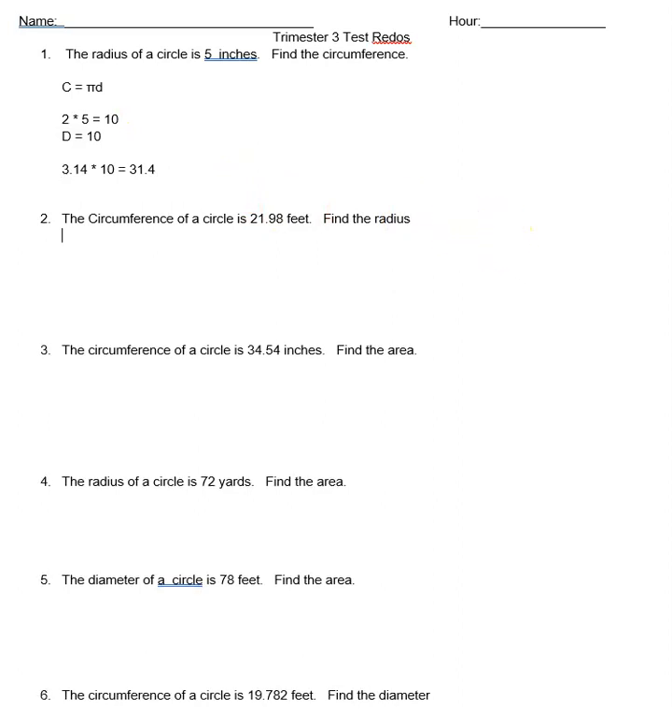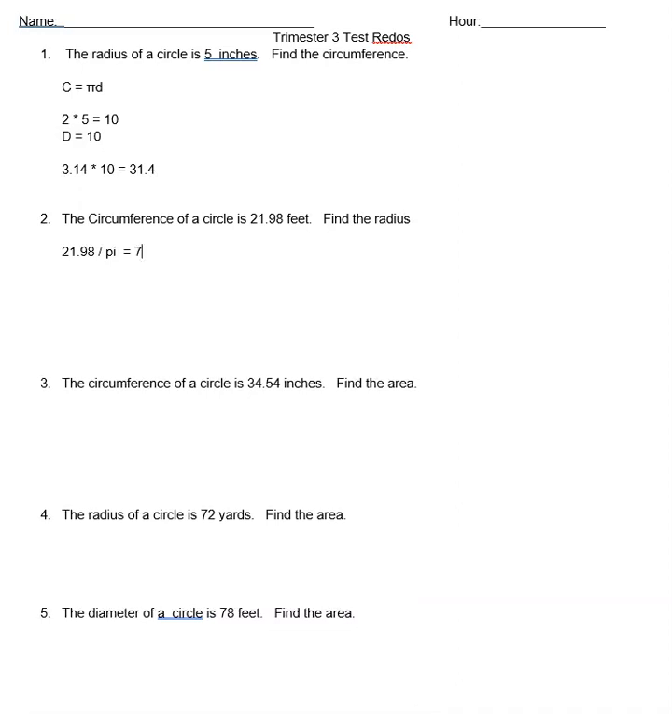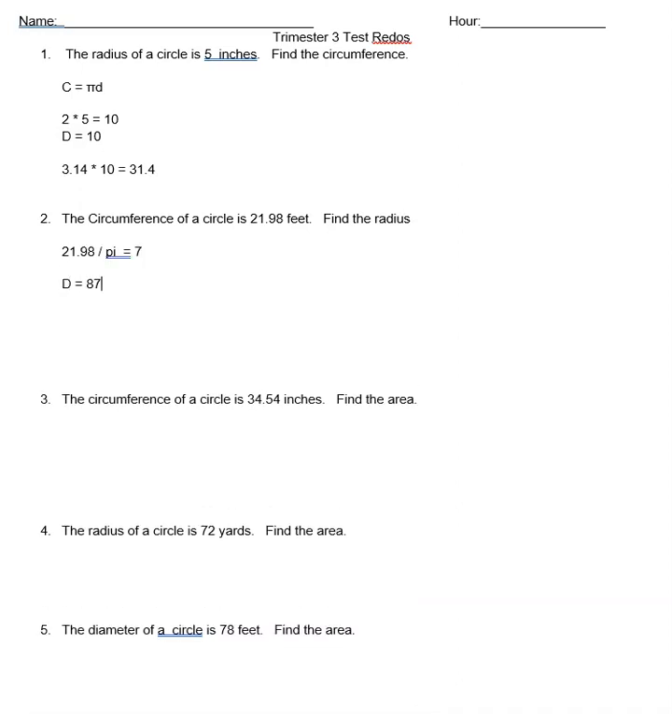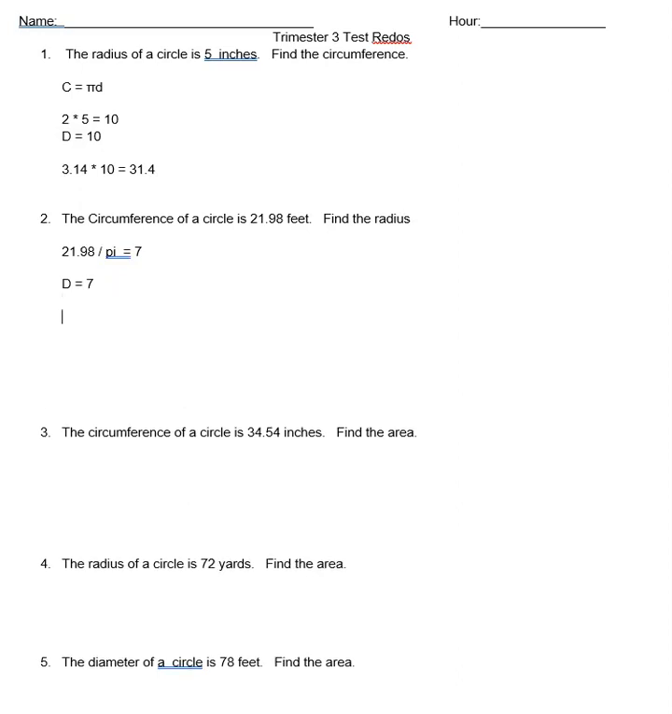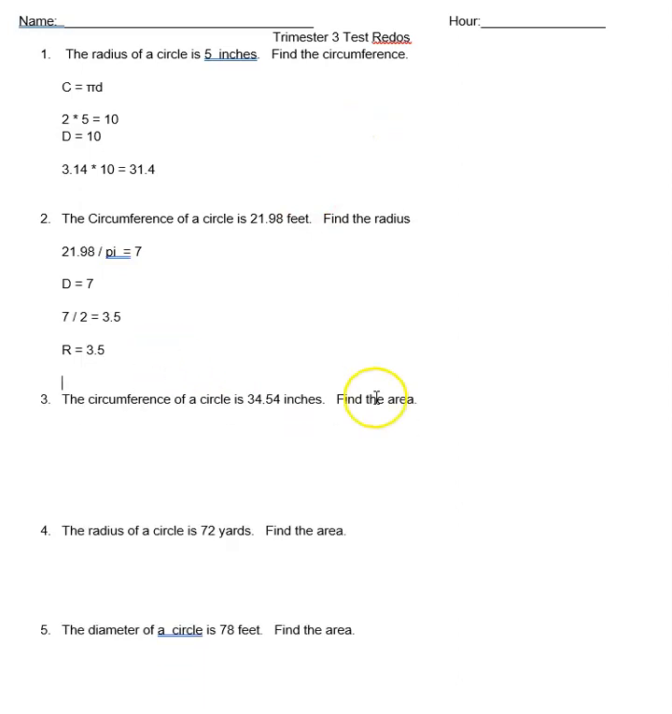Now this one is the exact opposite. We're working backwards. We start with the circumference. So the first thing we're going to do is divide by pi. Dividing by pi gives us 7. That's our diameter, because circumference is pi times diameter. So then to get the radius, we divide by 2, which gives us the radius, which is, in this case, 3.5. The circumference is 34.54.